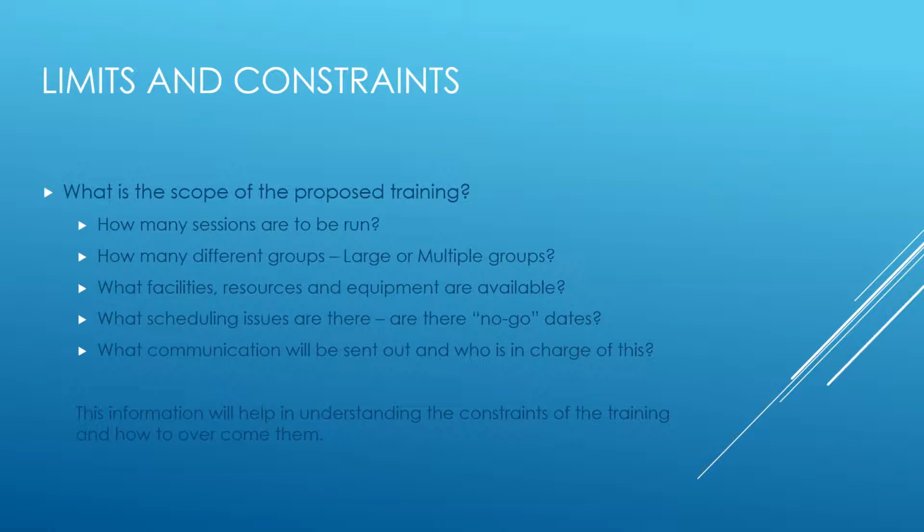Limits and constraints. What is the scope of the proposed training? The organization may approach you to deliver this training and they may have a particular amount of sessions in line. So you need to actually look into how many sessions are to be run to see if you can deliver the training in that amount of time. How many different groups will be undertaking this training? Is it going to be large or multiple groups? What facilities, resources, and equipment are available to you? What scheduling issues are there? Again, if the organization has approached you, they may have specific no-go dates where their staff cannot attend training. What communication will be sent out and who is in charge of this? This information will help in understanding the constraints of the training and how to overcome them when designing the training for the cohort.